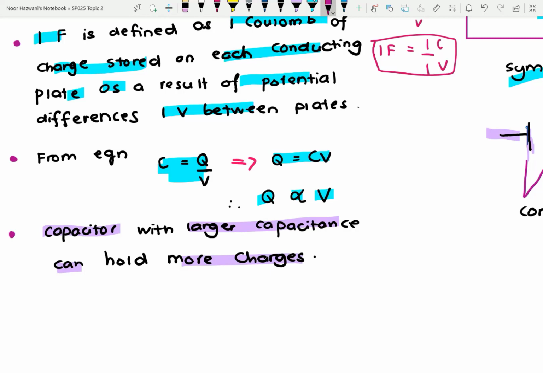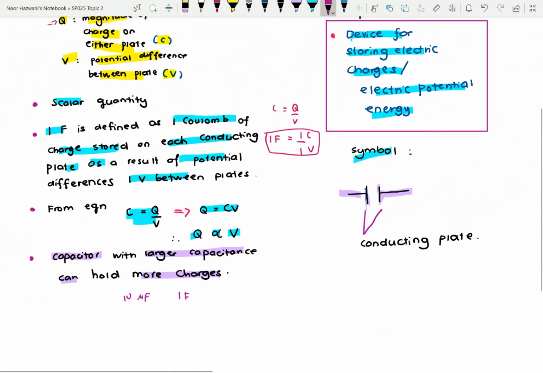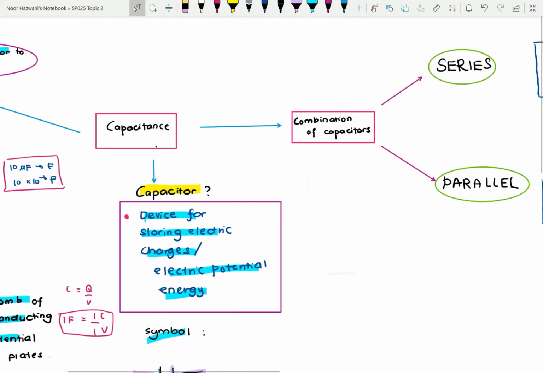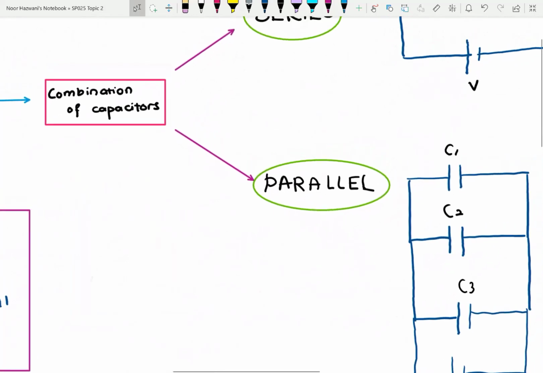Contohnya I compare 100 microfarad dengan contohnya 1 farad. So which one is bigger? So 1 farad lah. So 1 farad can store more charge. Okay, so we done for this part is very actually simple. Okay, moving on to combination of capacitors.